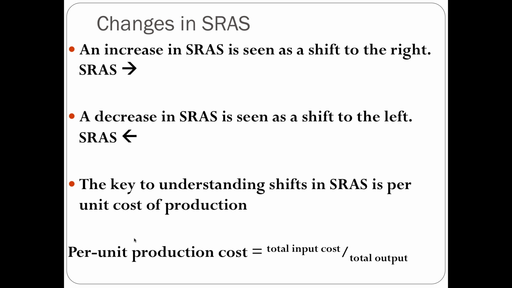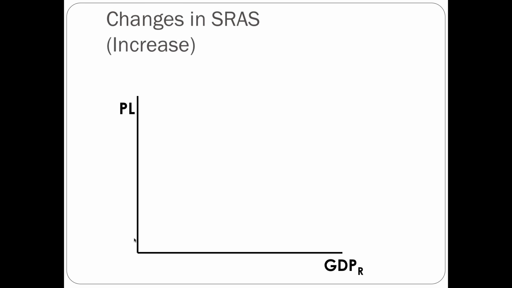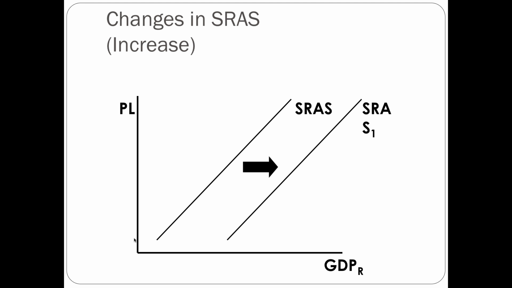So let's take a look at an increase in short-run aggregate supply. All that's going to look like, you have price level on your y-axis, real GDP on your x-axis. You have your original short-run aggregate supply curve, we'll call it SRAS. Then it's going to shift to the right to SRAS1. Now that S1 should be moved up over right next to the A. So all you have here is your short-run aggregate supply curve shifting from SRAS to SRAS1, and it is a shift to the right.